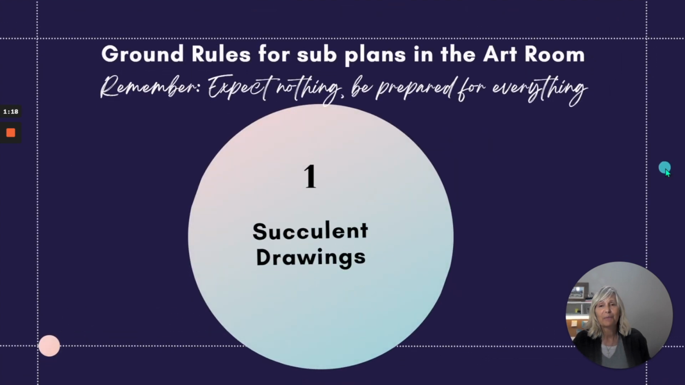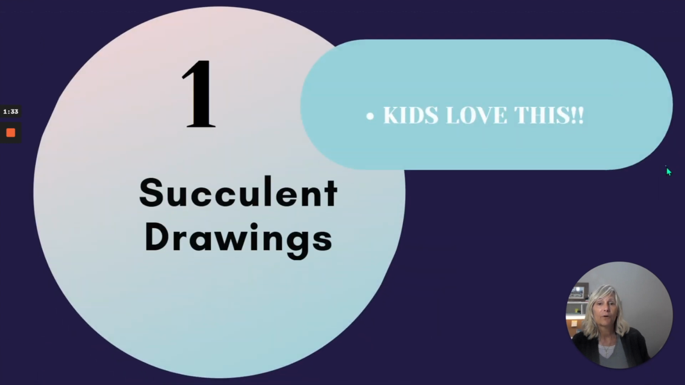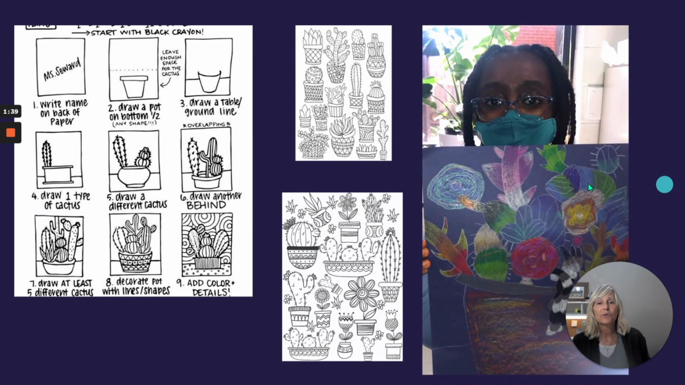Again, just remember, our mantra for substitute teaching is that you should expect nothing and be prepared for everything. So what I'm going to do next is go into the presentation for this assignment called Succulent Drawings. And kids, as I've said before, kids love this. So you'll see some bits and pieces like this in the presentation. So hold tight and we'll go into that presentation.